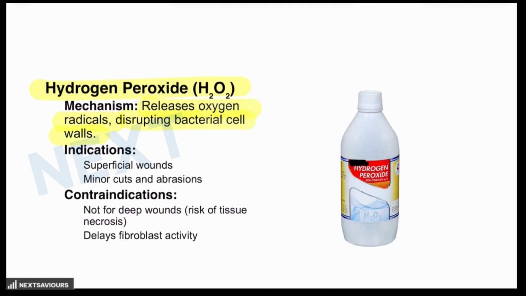And what are the indications? Superficial or minor cuts and abrasions. What are the particular contraindications? It is not for deep wounds because of the risk of tissue necrosis, and it delays fibroblastic activity. So hydrogen peroxide is also used particularly in orthopedic practice where the superficial wound has to be managed or decontaminated.